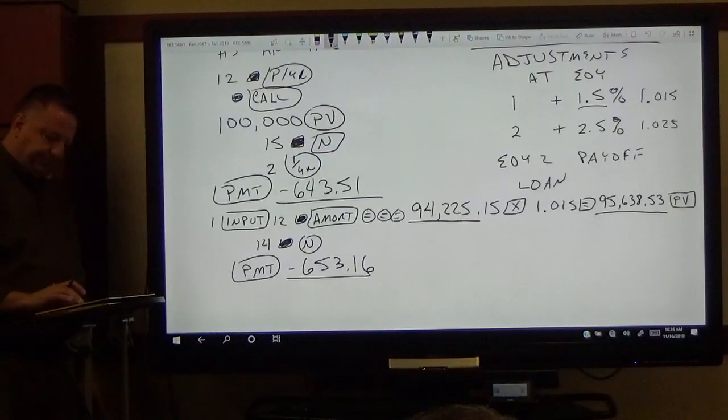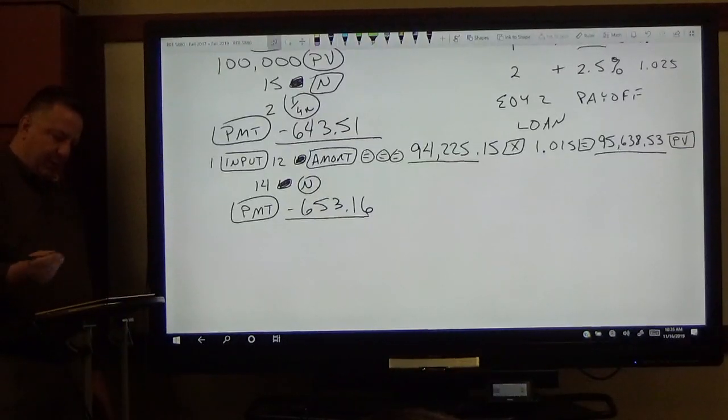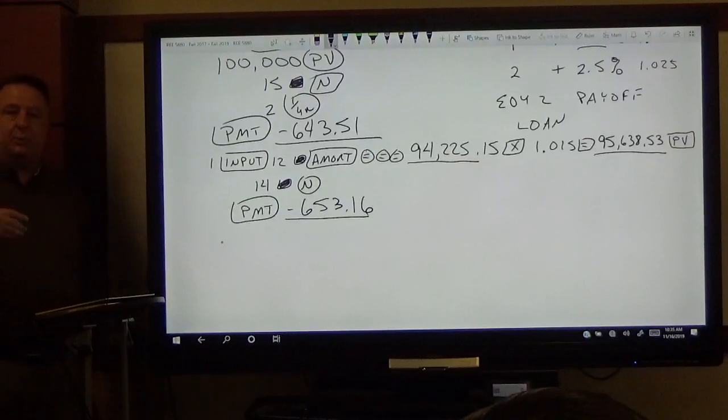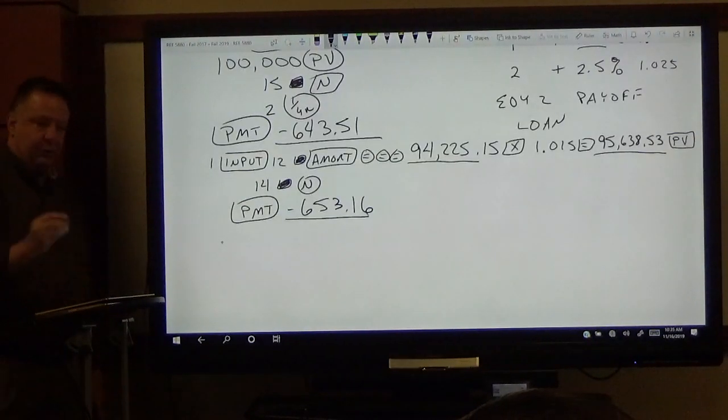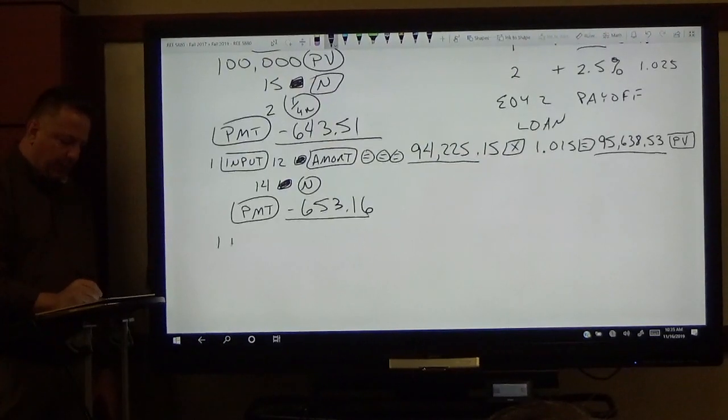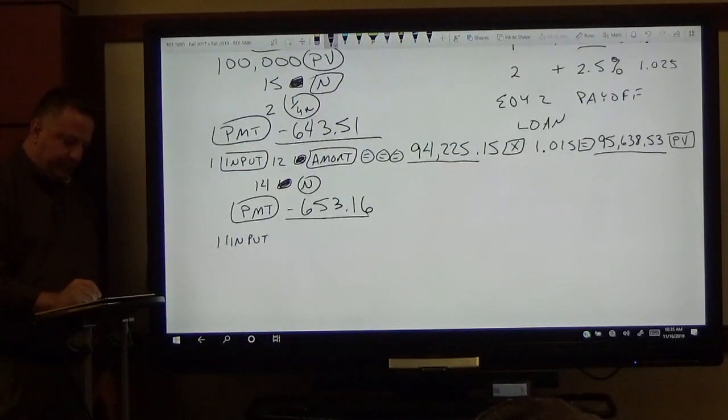Now then, if we want to continue on with this example, the next year is going to be months 1 through 12, because you're starting over just like you do with the adjustable rate. So 1 through 12.